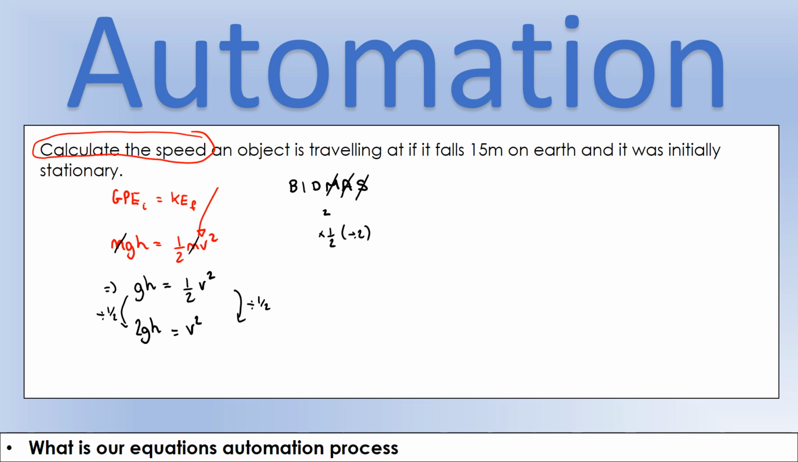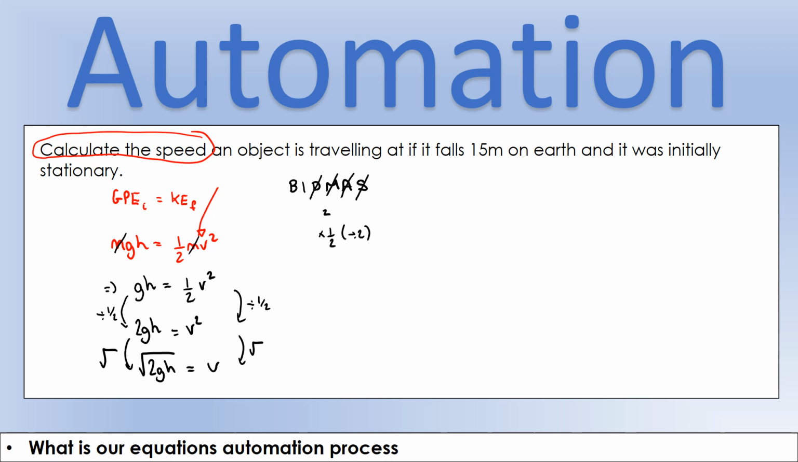So we've dealt with multiplying. Is there anything being divided? No, there's not. Are there any powers? Yes, there are. So let's do the opposite. We're going to square root. So we're going to end up with the square root of 2gh is equal to v. And we've now got an expression where we've made v the subject.